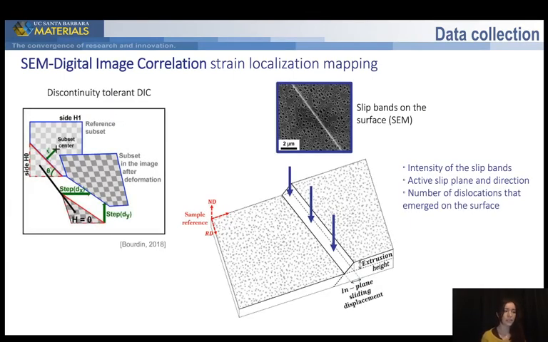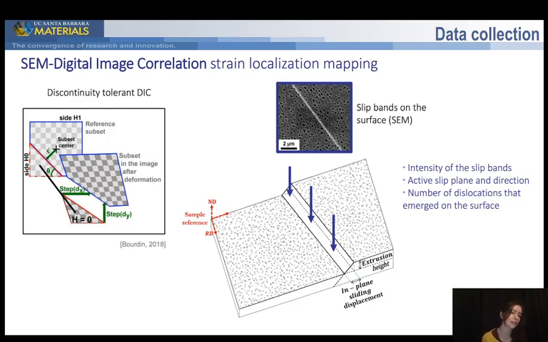And since we are dealing with slip bands that produce a discontinuity in the displacement field on the sample surface, DIC codes have to be adapted to take this into account. The recent implementation of Heaviside functions into DIC routines, now called discontinuity tolerant DIC, has enabled us to measure slip band characteristics.